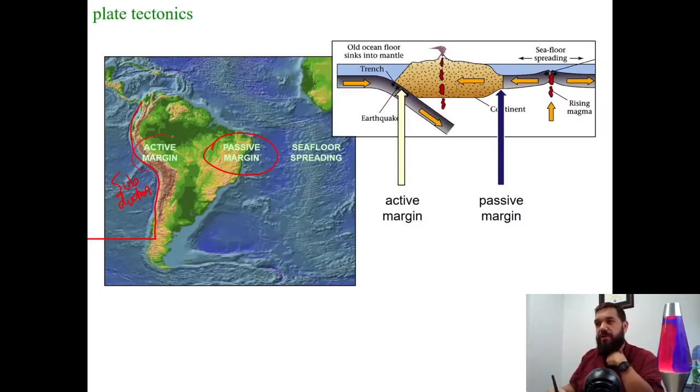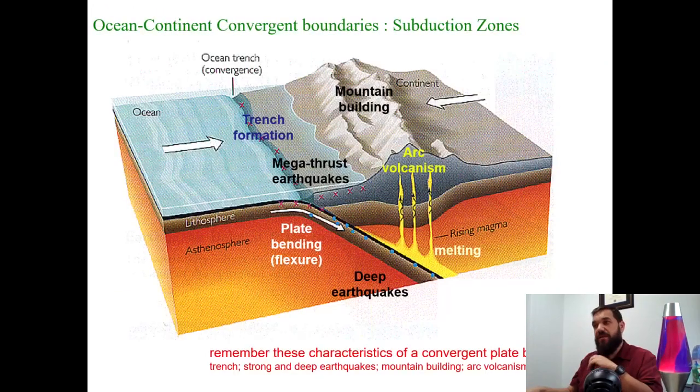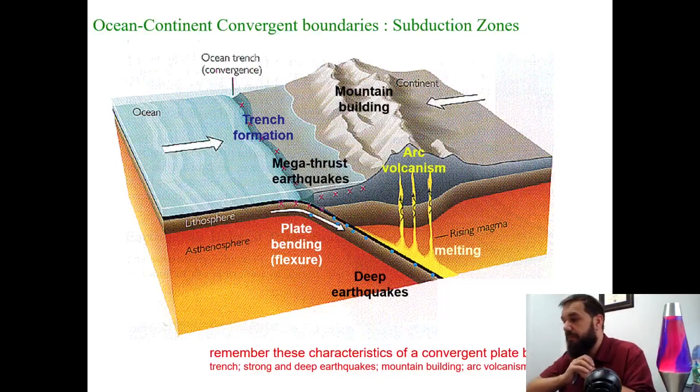So active margins are places like the west coast of South America, the west coast of North America. Those are active margins. The east coast of America and the east coast of South America are passive margins. Okay? That means there's no active plate tectonics taking place there.